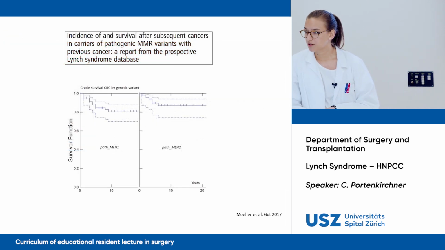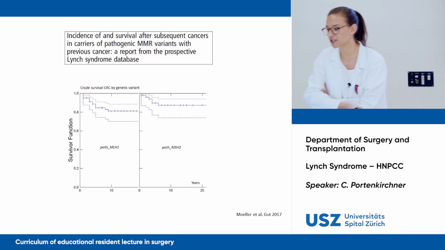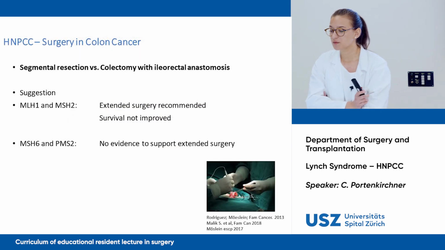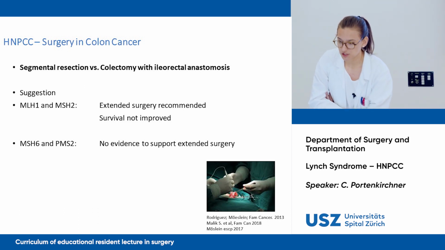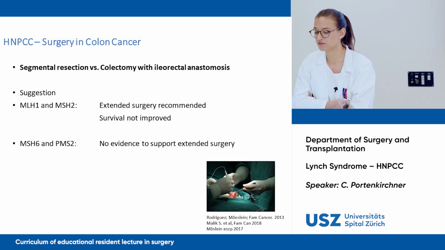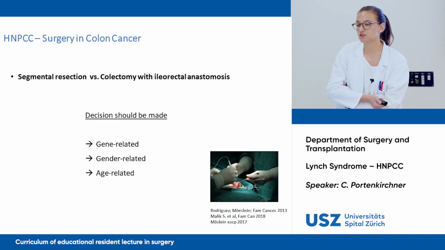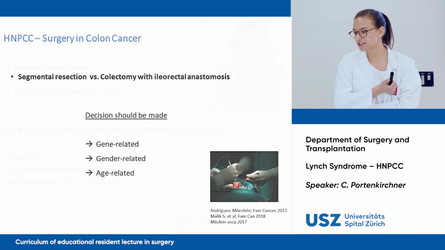And this is also what Mella et al. looked at. He investigated over 1,300 patients. And you also saw and described that there's a genetic variation, but the overall survival does not differ. So when it comes to whether we should perform a segmental resection or total colectomy, it depends on the gene. In MLH1 and MSH2, we have a recommendation for extended surgery, although there is no improvement in survival, whereas in the other gene variations, there is no evidence to support extended surgery. But the decision should be made gene-related, gender-related, and age-related.